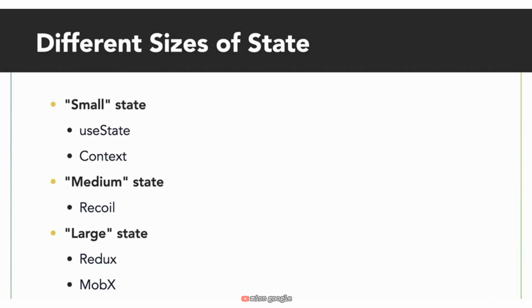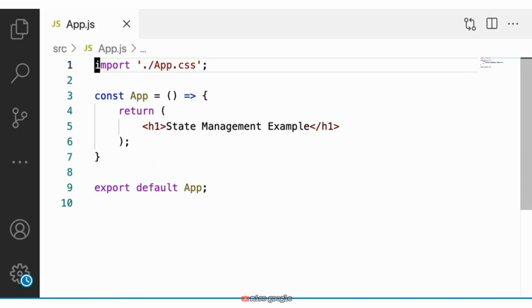All right, so the first state management tool that we're going to take a look at is the vanilla React useState hook. Now, most of you are probably already familiar with this useState hook, but I'm just going to implement something here so that we have a good point of reference for the rest of the technologies that we're going to take a look at.